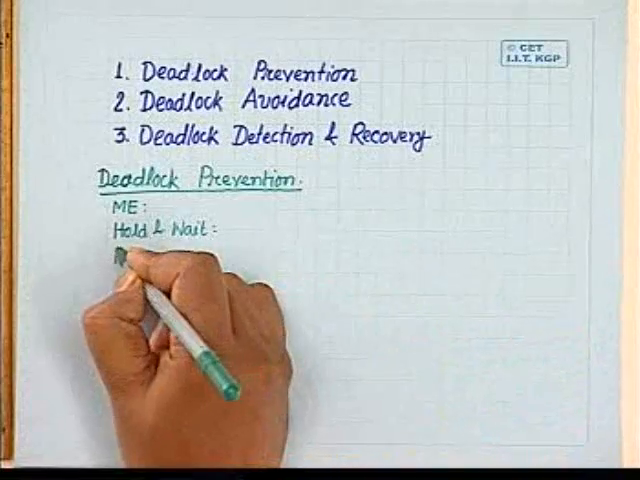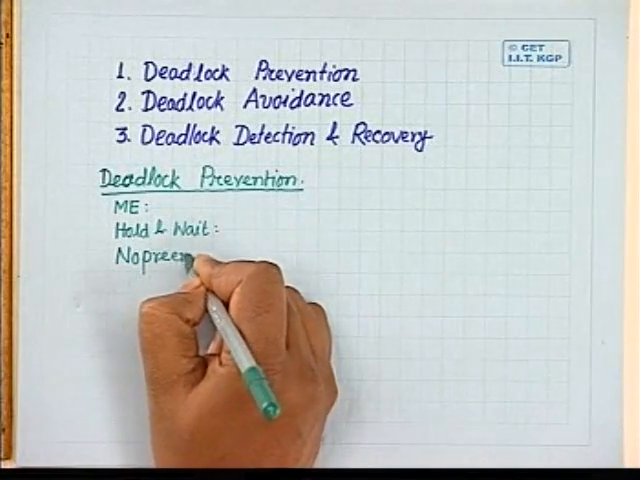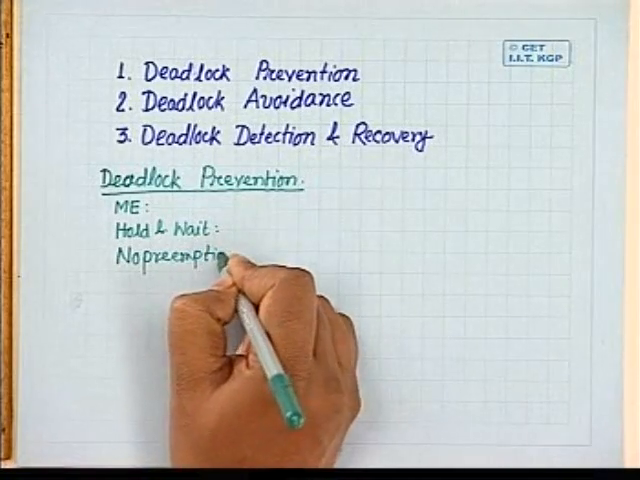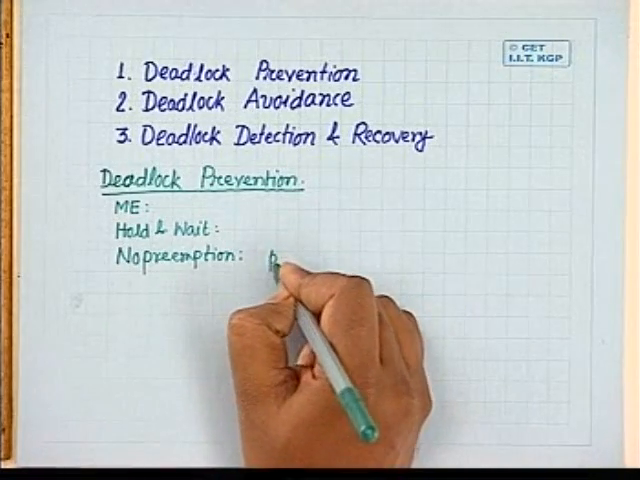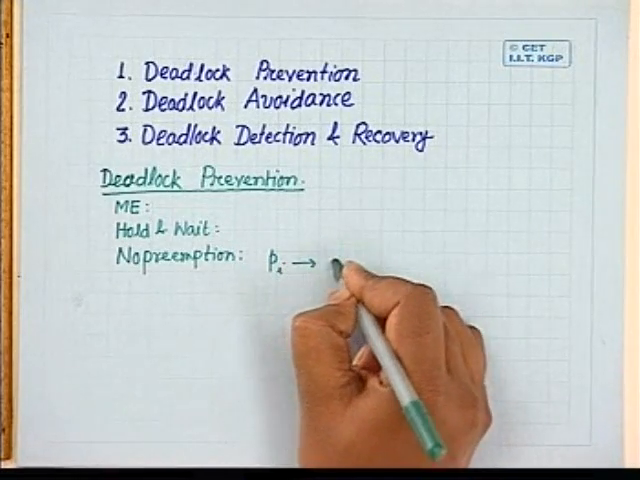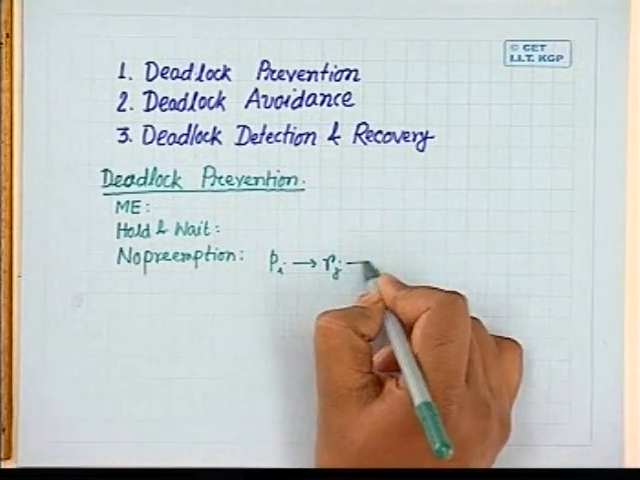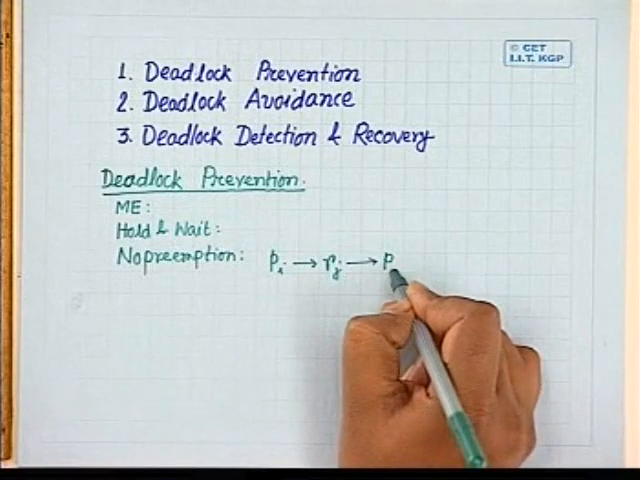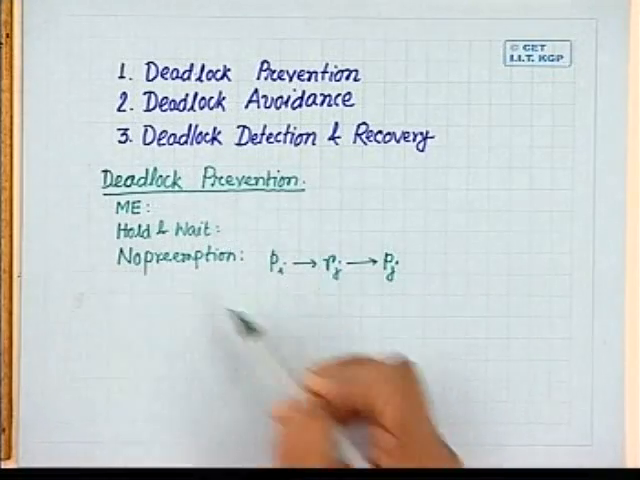The third condition, that is no preemption. This also can be broken if I follow an approach that whenever a process, say Pi, puts a request for a resource type say Rj, okay, and Rj is currently given to a process say Pj. Okay. So I can have a situation like this, and that is one of the reasons which leads to deadlock.